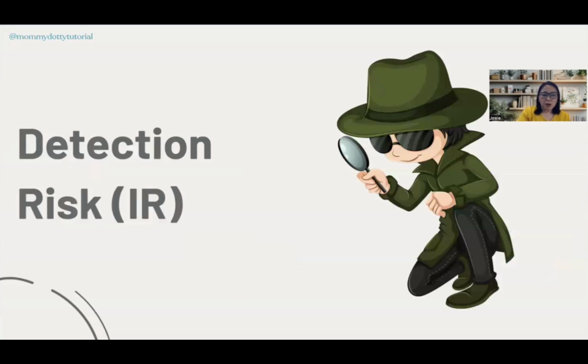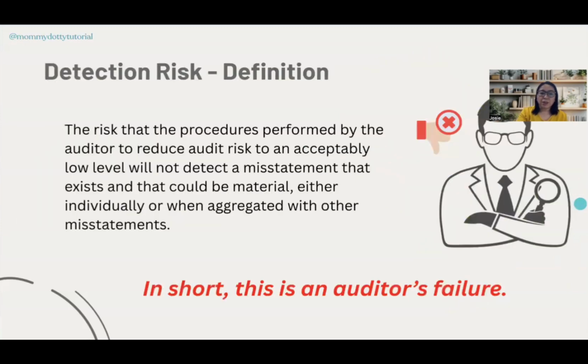Now let's talk about detection risk or DR. So this should be DR, not IR, sorry. So this is the risk that our own audit procedures, when I say own audit procedures, we as auditors, the tests that we perform will fail to detect a material misstatement that actually exists in the financial statements. So ito na, yung detection risk, ito na tayo na yung may problema dito. Okay? Tayo na yung magkakaproblema pala pag hindi natin na-detect.